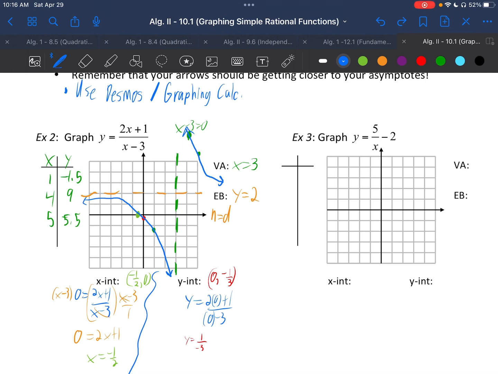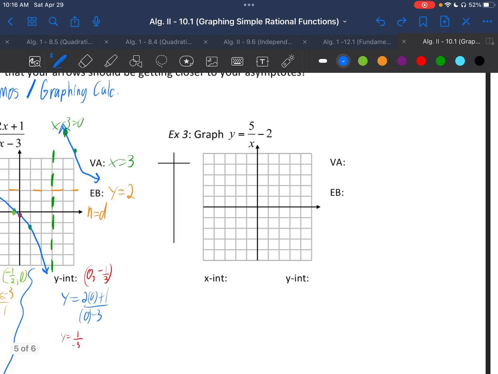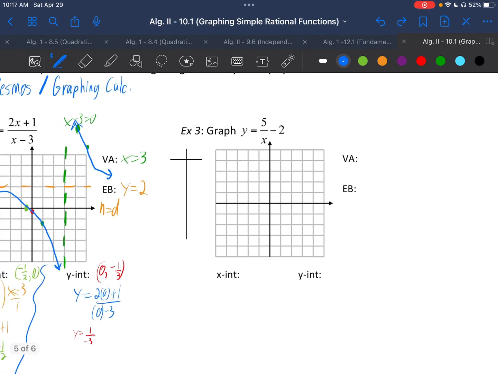All right, so example 3. Go ahead and try as much of this one as you can on your own. Feel free to go ahead or look back at the previous example to help you out.